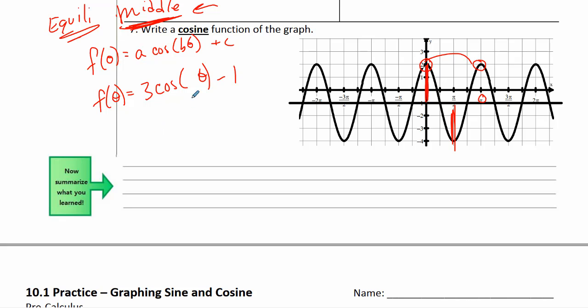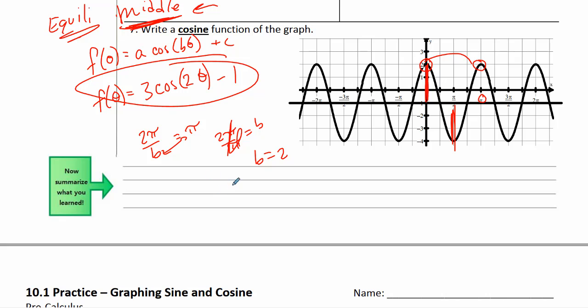So I'm now going to find the b value by saying, okay, well, it's 2 pi over b equals pi. If you remember the shortcut, I can just flip these two because that's not a fraction. So it's 2 pi over pi equals b. b is equal to 2 because those cancel. So that is what it is. All right. So there you go.